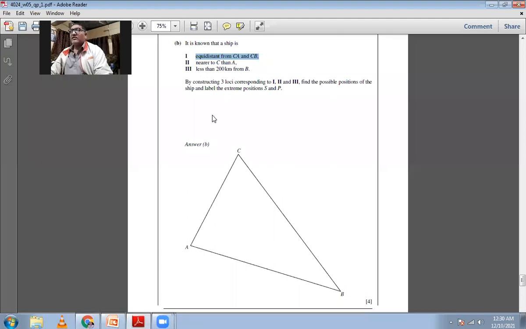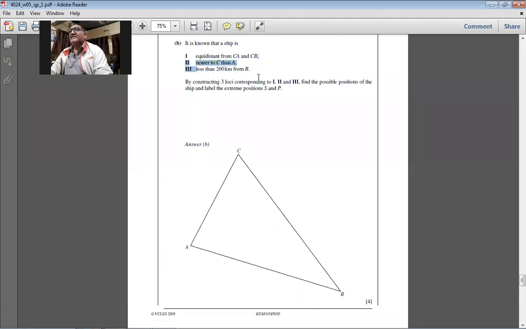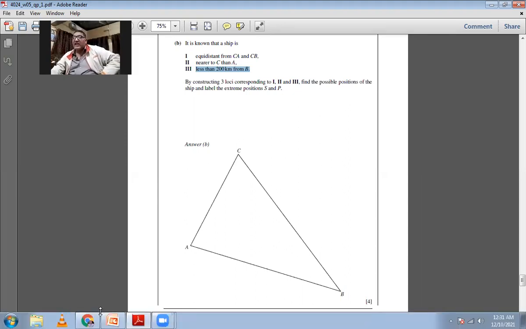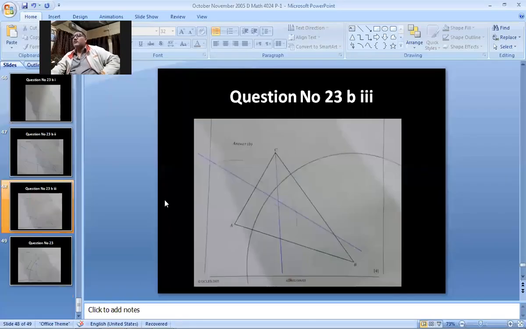Okay, so the next locus, he says, is less than 200 kilometers from P, because 20 kilometers represents 1 centimeter. So 200 kilometers will be 10 centimeters. So less than 200 kilometers from P means a circle of 10 centimeters at P. A circle of 10 centimeters at P. Let me show you. Here you see, I put the compass needle here, open the compass 10 centimeters, and I have drawn this circle.